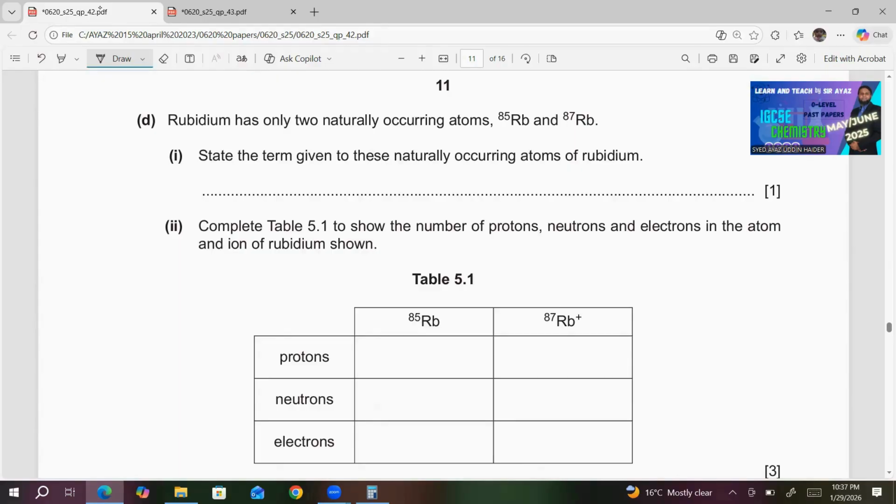RB85 and RB87. State the term given to these naturally occurring atoms of rubidium. They are known as isotopes. Part 2. Complete table 5.1 to show the number of protons, neutrons, and electrons in the atom and ion of rubidium shown.